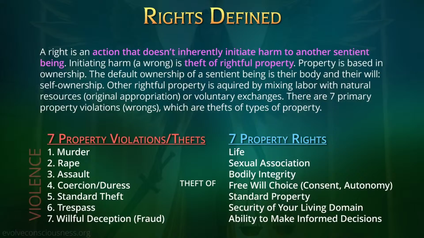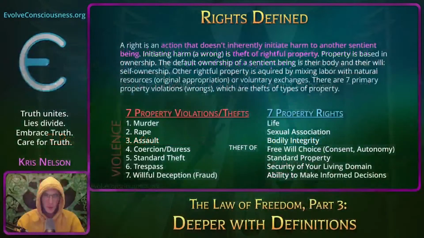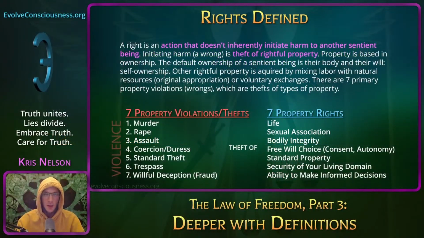A right is an action that doesn't inherently initiate harm to another sentient being. Initiating harm, a wrong, is theft of rightful property. Property is based in ownership. The default ownership of a sentient being is their body and their will, which is self-ownership. Other rightful property is acquired by mixing labor with natural resources, which is known as original appropriation, or the other way to obtain property is with voluntary exchanges.